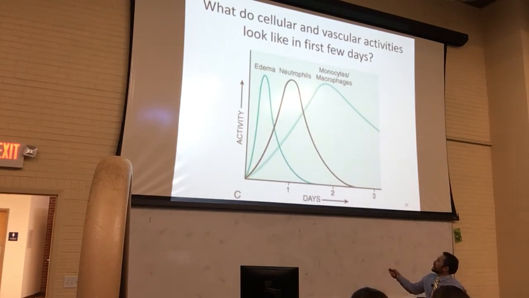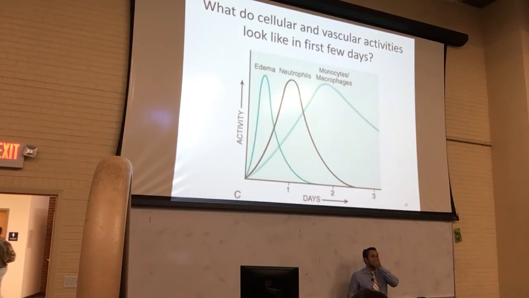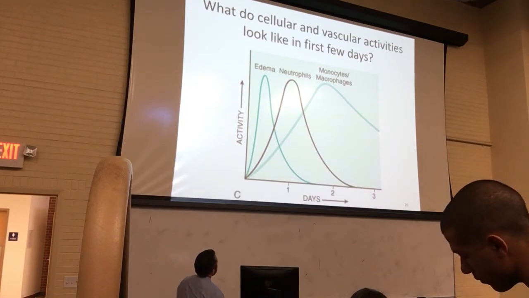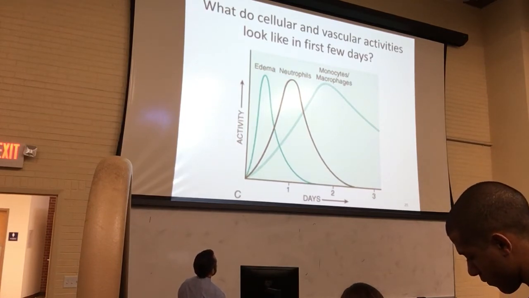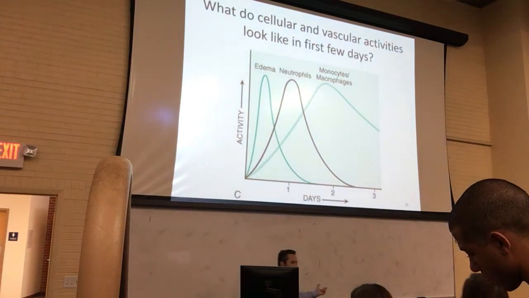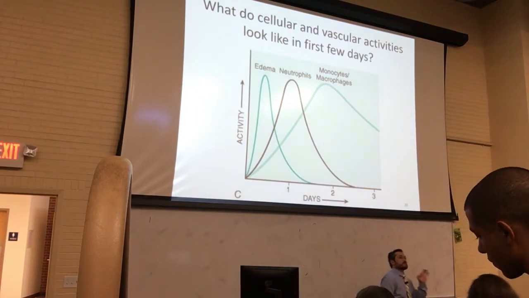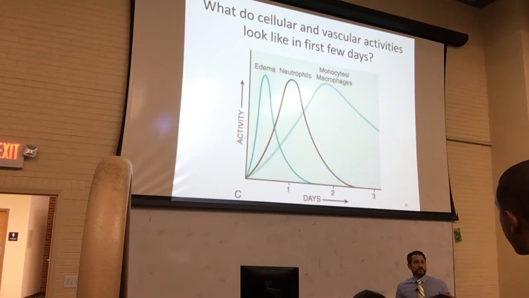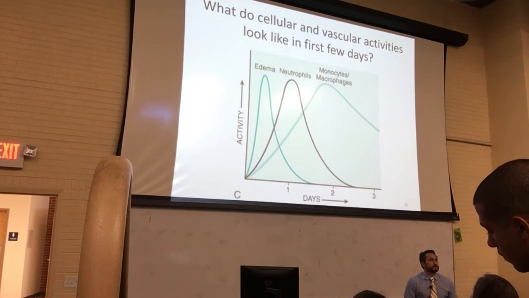And then within the first 24 hours, you get your first responders. You get the neutrophils leaving the vasculature, coming into the tissue. They're smaller in size, so it's a little easier for them to get out of the blood vessel. They go more quickly. Within the first 2 days, like 48 hours, you get the monocytes leaving and turning into tissue macrophages. So our first cells that respond into the tissue are neutrophils. They're the first cellular responders in an injury.